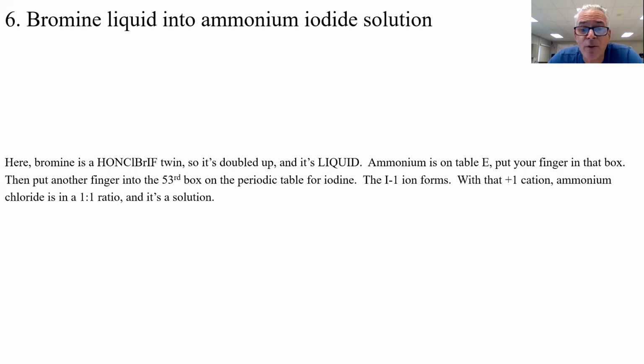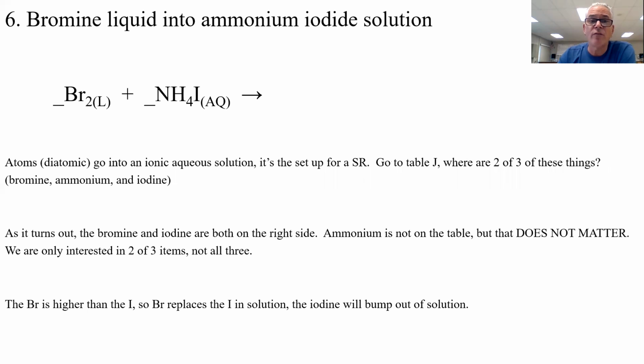Iodine is element 53. Put your finger in the box. Iodine is in group 17, and it makes a -1 ion. So if you have a +1 ammonium and a -1 ion for iodine, it's going to go into a 1-to-1 ratio, and it's going to look like this. Br2, which is a liquid, and then in a 1-to-1 ratio, ammonium iodide. Now, when you look at table J, and you have to, because it's a setup for a single replacement, atoms, in this case diatomic atoms, go into an aqueous ionic solution.